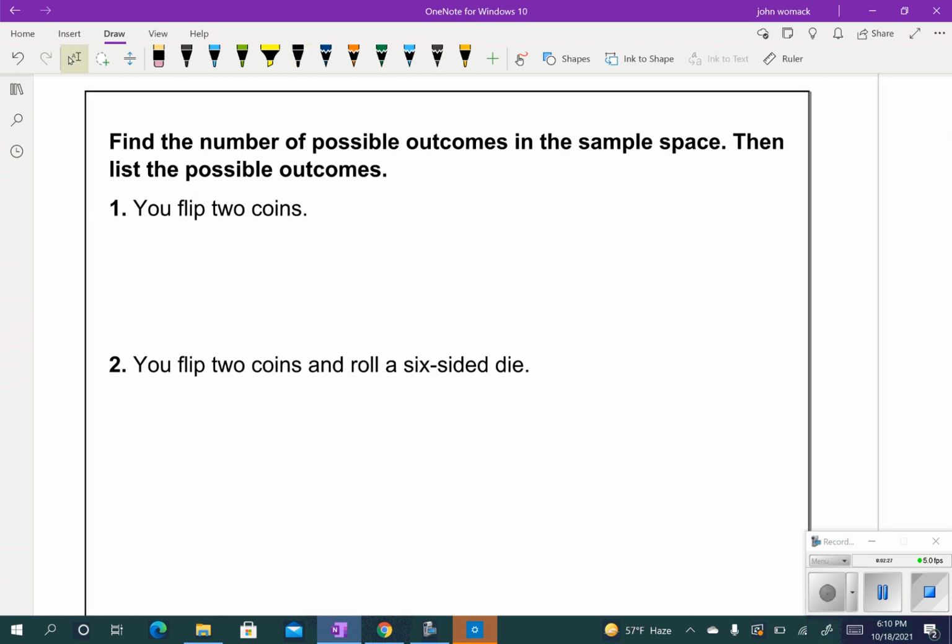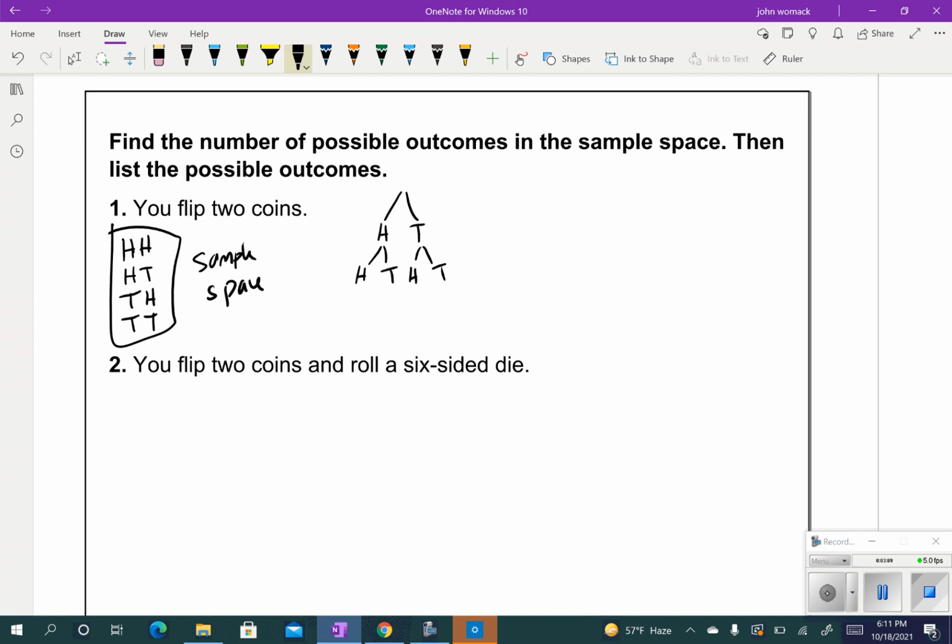Okay, so it says find the number of possible outcomes in the sample space, and then list the possible outcomes. If I flip 2 coins, I flip the first coin, it could be a heads or a tails, and then I flip my second coin. It could be a heads with the first and a heads with the second, or a heads with the first and a tails with the second, or a tails heads, or a tails tails. So my sample space looks like this: heads heads, heads tails, tails heads, or tails tails. So this right here is my sample space.